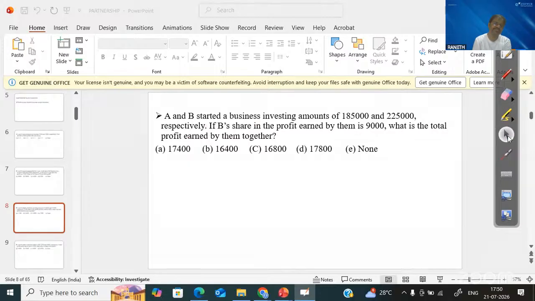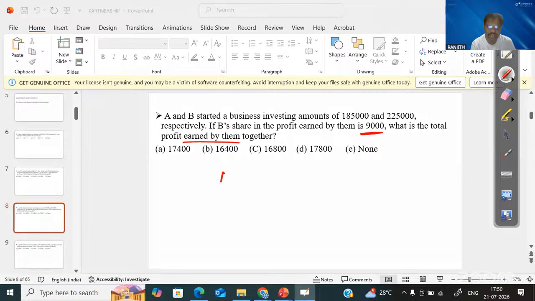Next, what is the answer here? A and B invested 1 lakh 85 and 2 lakh 25, and the profit earned by B is 9,000. What is the total profit?